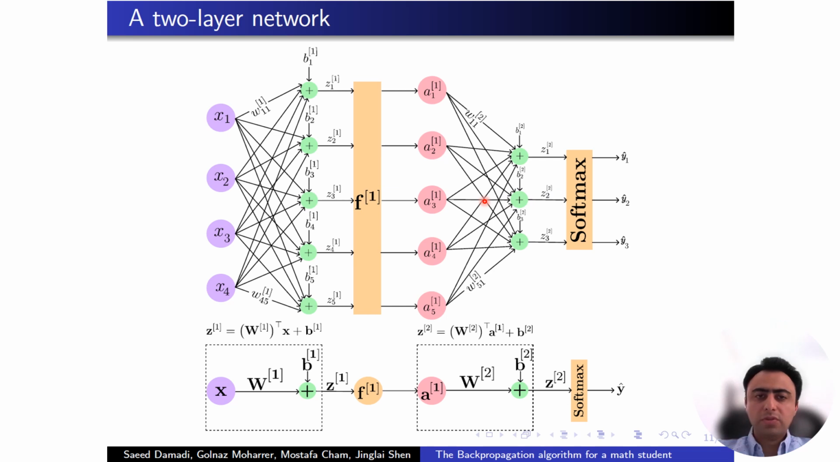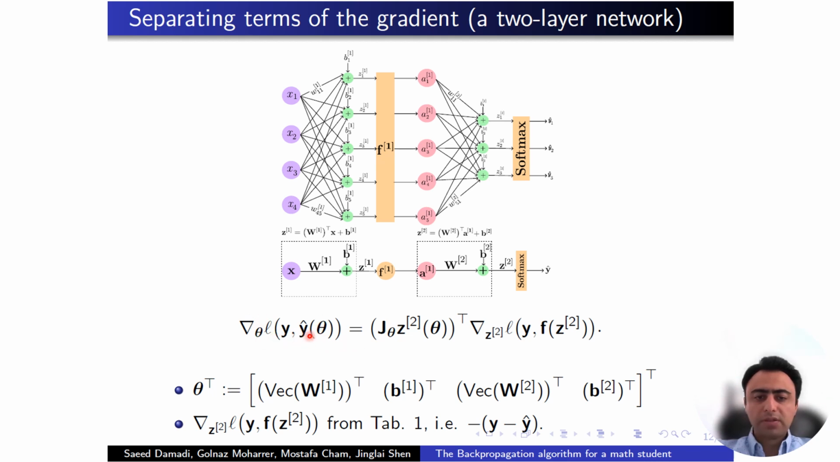Now let's see what happens to a two-layer network. So we said that we separate out the last layer activation function, and then we have two layers, and we want to calculate the gradient of this neural network. As we saw before, we separate this gradient into the transpose of the Jacobian times the gradient of the loss function with respect to the output of the last layer. This one is easy because we can just go to table 1 and get this, because there is a softmax function and we have a classification problem. Theta is the vectorized version of W1, b1, the vectorized version of W2, and b2.